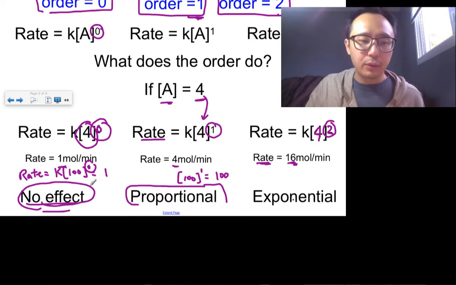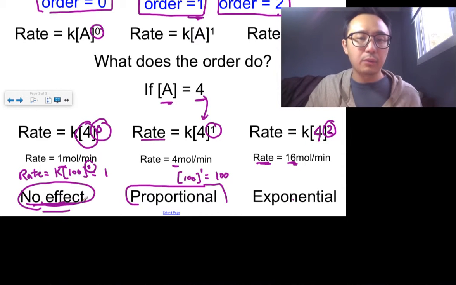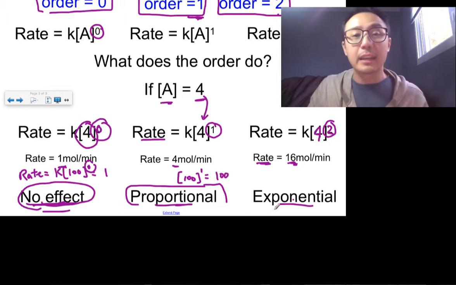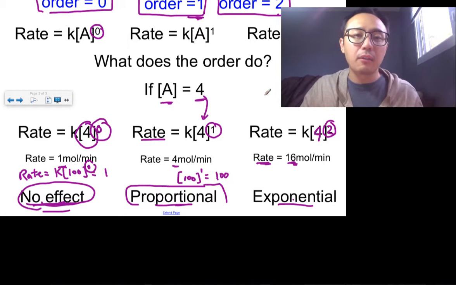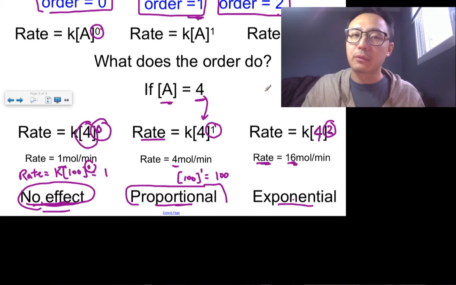So to recap, order of 0, no effect. Order of 1, proportional, and order of 2 will give you an exponential-like effect on the reaction rate. So that's just the basics of understanding rate laws.